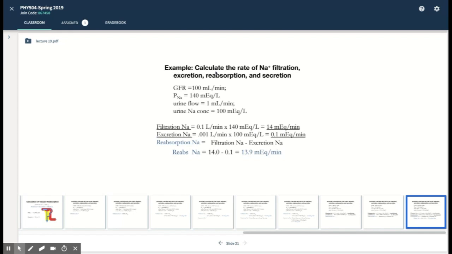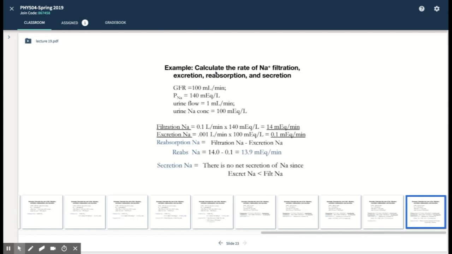What do you get? Positive or negative number? Negative number. If you get a negative number, you don't have any secretion. Okay? Again, we're talking net movement. For overall processing of this particular ion in the kidneys, so all of your nephrons together, you have a net reabsorption.